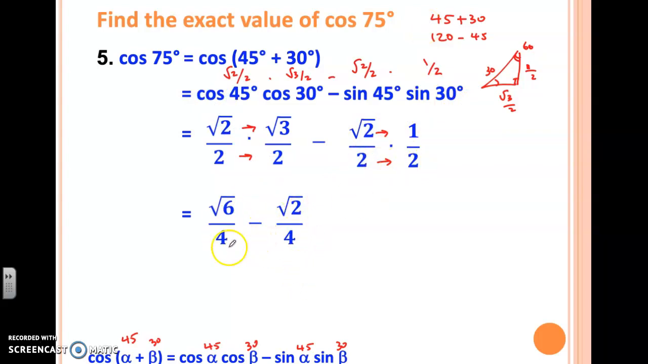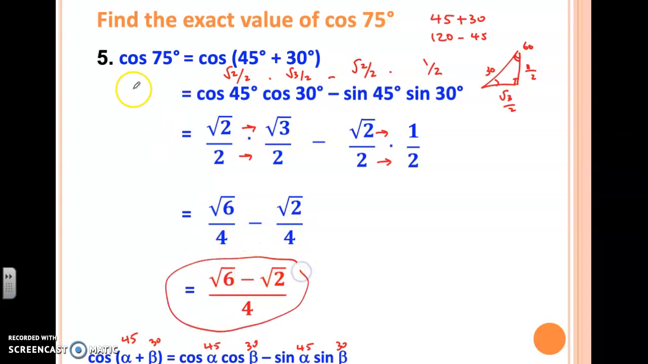And now let's put this together because they have the same denominator. I keep the denominator and I just combine the top. Remember, they have different radicands, which is the number on the inside, therefore you cannot combine them. So you have to write them both together. And this is my final answer. So cosine of 75 is this. That's where we use the sum or difference of those angles. Let's do one more.